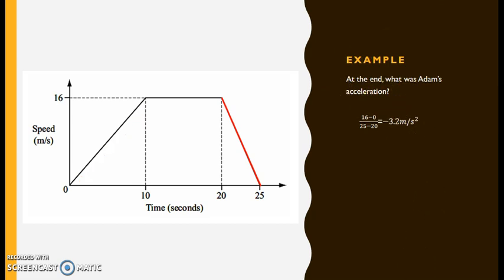Alright, so at the end, what was Adam's acceleration? Now let's do the same thing. We calculate the speed first, which is up here, 16, and down here is 0. So 16 minus 0, that's 16. Okay, down here is 25, and down here is 20. So 25 minus 20, it becomes 5. So 16 over 5 is 3.2 meters a second squared. But you realize he's actually slowing down, so I put a negative there because he's slowing down.